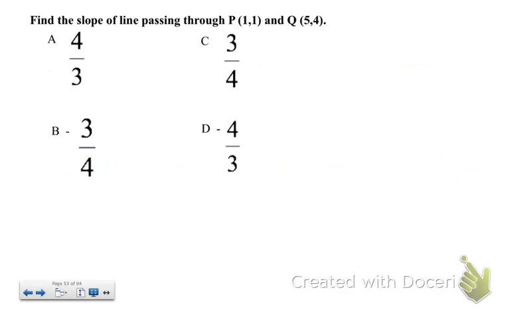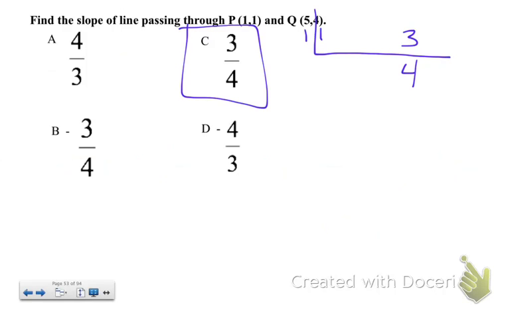Okay, first example, find the slope of the line passing through the given points. We can just set up a rise over run formula. 4 minus 1 is 3, 5 minus 1 is 4, and we get C. Remember, you can also use your calculator to double check.